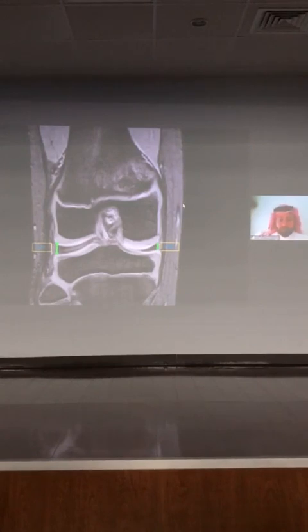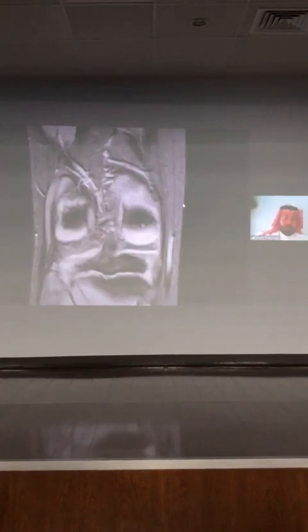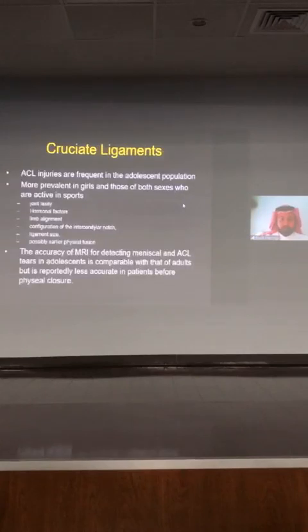Again, the thickness of this meniscus over here is approximately 6 millimeters, and the one on the left, the medial one, is 3 millimeters, and the difference is 3 millimeters, which is more than 2, then we can call this a discoid meniscus. So this is an example of a discoid meniscus. There are associations. They present with a high fibular head, hypoplasia of the lateral femoral condyle and tibial spine. They can present with joint space widening on the lateral aspect, or meniscal cysts.